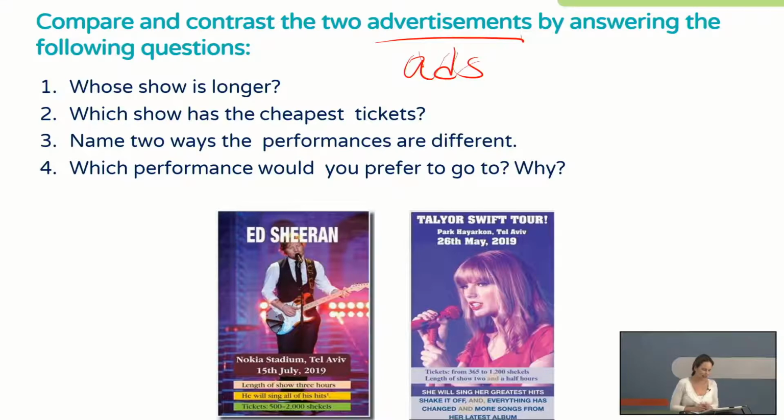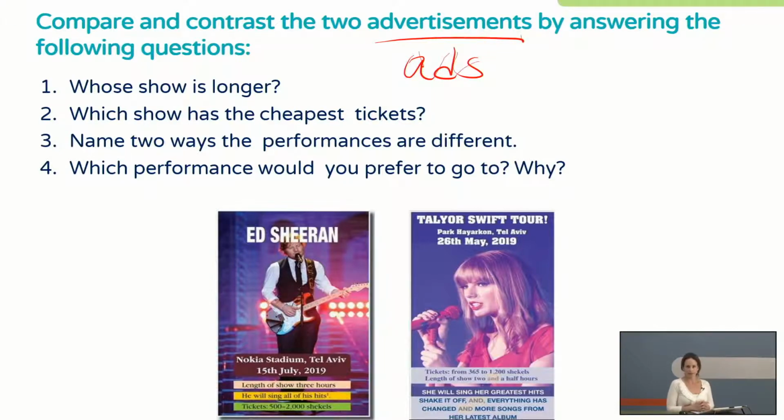Here it says Ed Sheeran, Nokia Stadium, Tel Aviv, 15th of July, 2019. I just want to point out that you can say twenty nineteen, but it's also okay to say two thousand nineteen. Both of those are correct. The length of the show is 3 hours. He will sing all of his hits, and the tickets cost between 500 and 2,000 shekels.